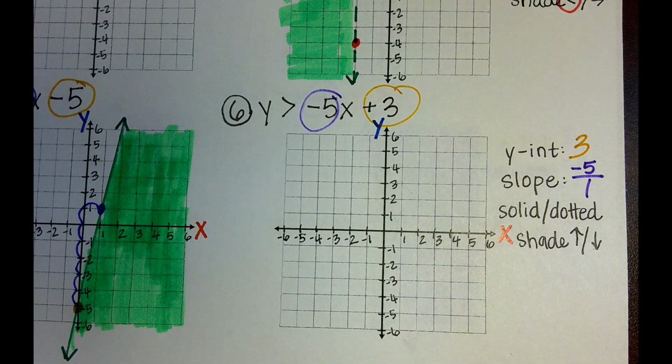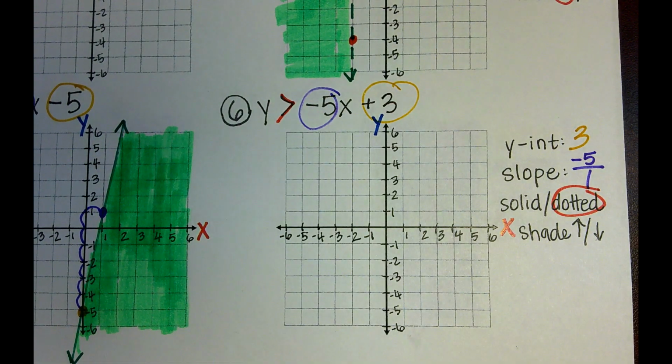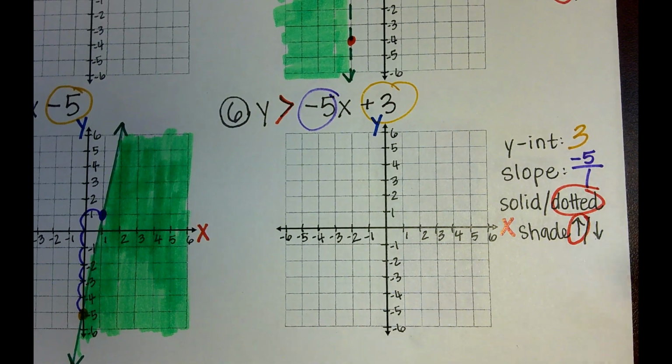And then will we have a solid line or a dotted? Dotted. Good. And shade up or down? Up. Good.